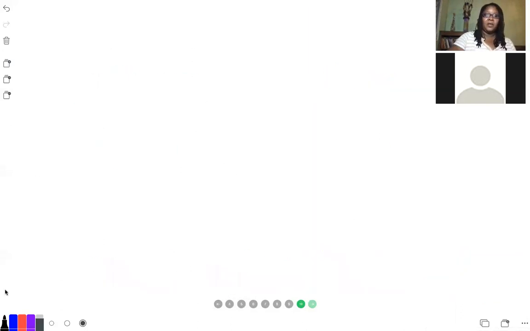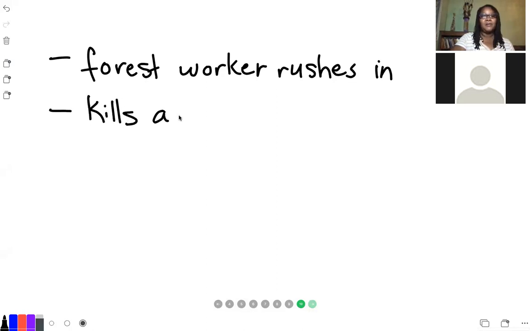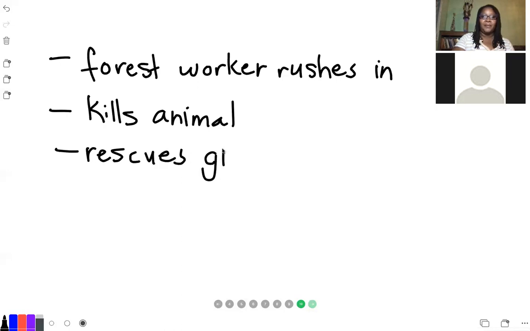And then we have the forest worker. I'll call him that. The forest worker rushes in. So remember we spoke about your resolution being the wrapping up in terms of your climax. So between the climax and the resolution, you have all of these other things happening, and that kind of wraps everything up. So the forest worker rushes in, kills the animal, rescues the girl and grandmother.